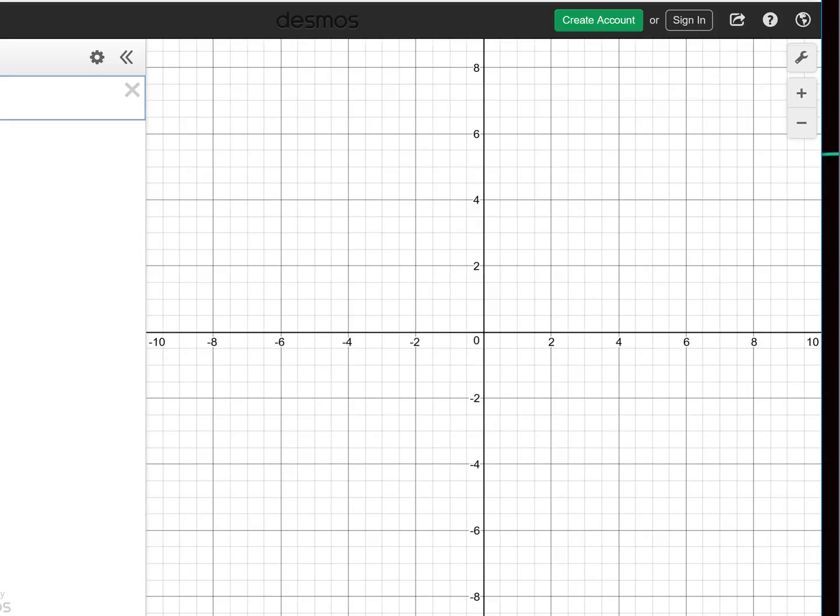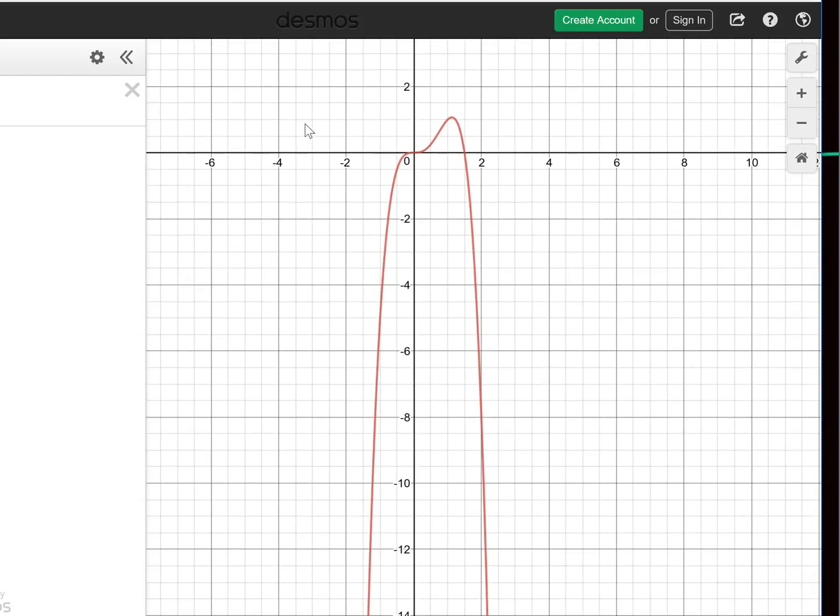So I'm going to go ahead and put in y equals -2x to the 4th, right? Plus 3x cubed. Oh, that's cool. What a cool graph. So look at this graph. This is kind of doing what we would expect it to do, right? I have the end behavior that we had talked about here.